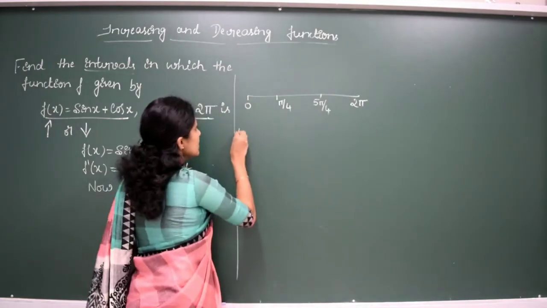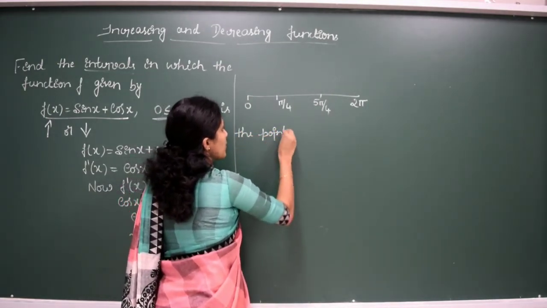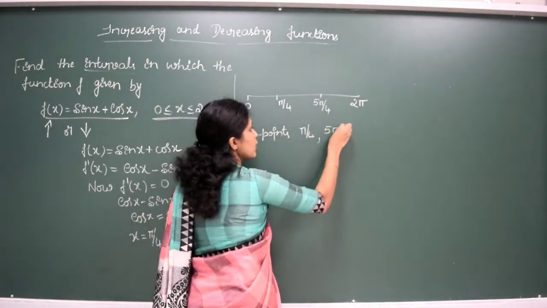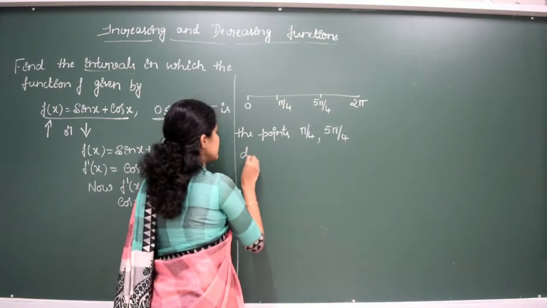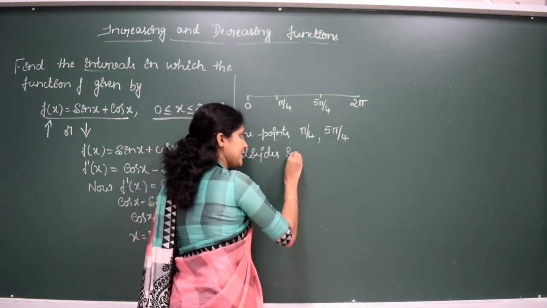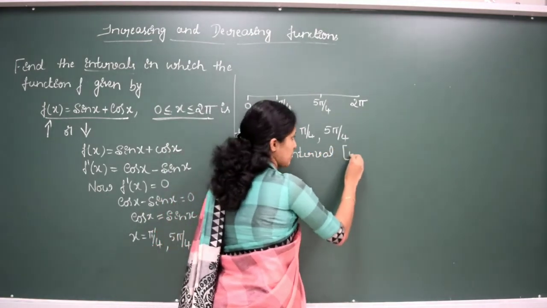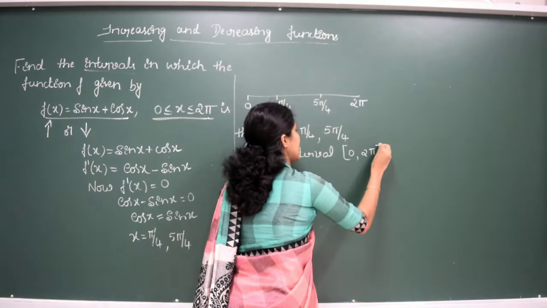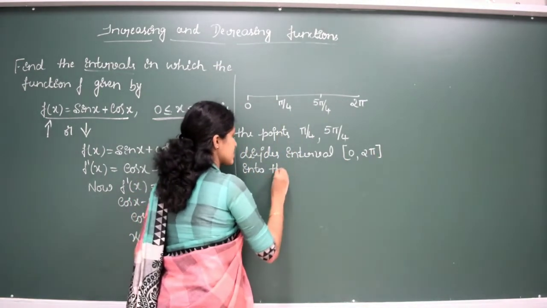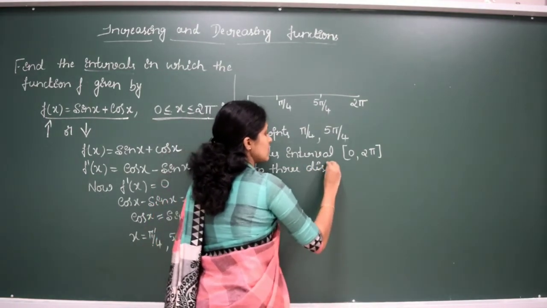I will consider the points. What are the points? Pi by 4 and 5 pi by 4 divide the interval 0 to 2 pi into 3 disjoint parts. Is it clear? 3 disjoint parts.